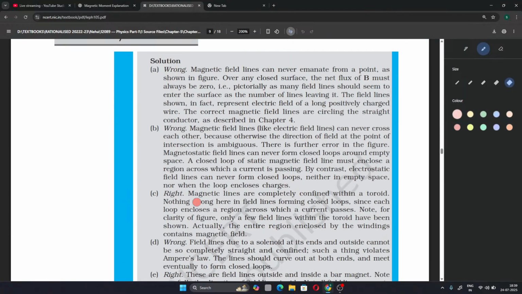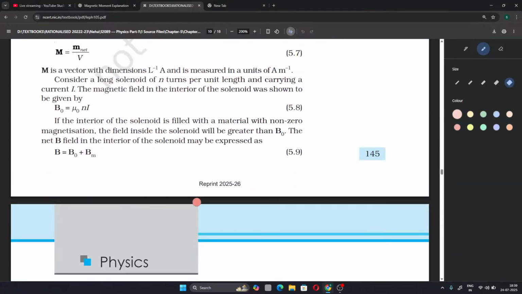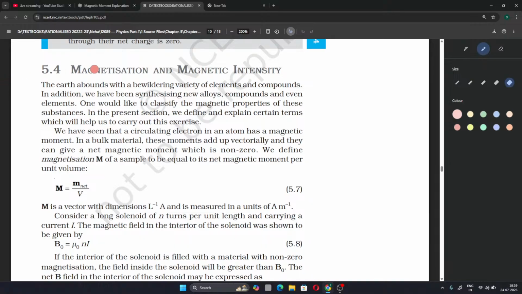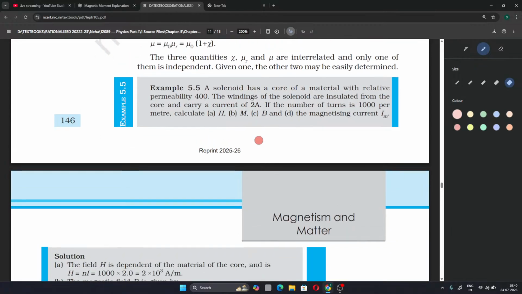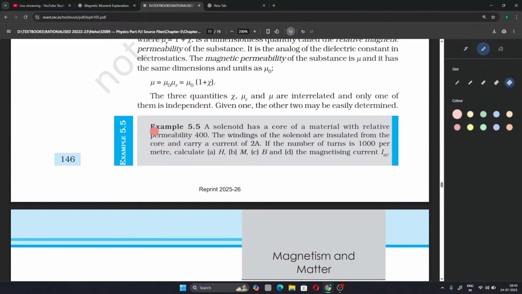I have completed magnetization and magnetic intensity. Now I will start from this example, which I did not do yesterday. Example 5.5. A solenoid has a core of a material with a relative permeability of 400.